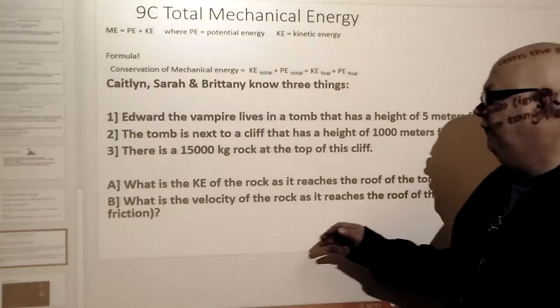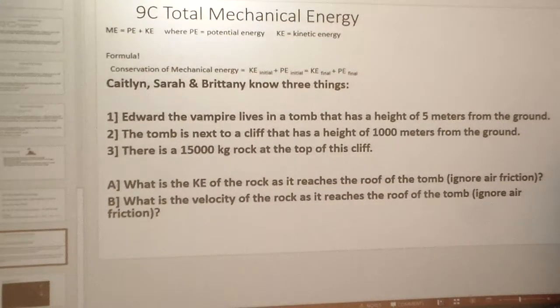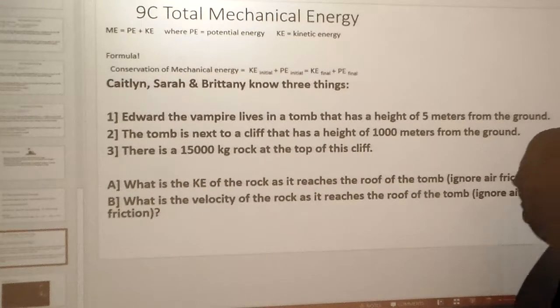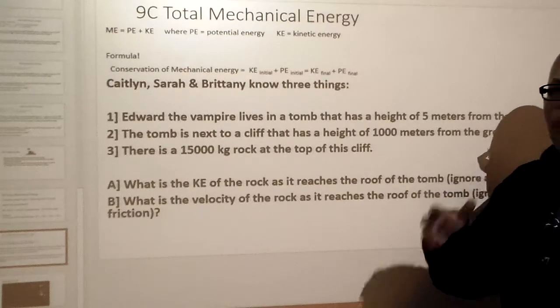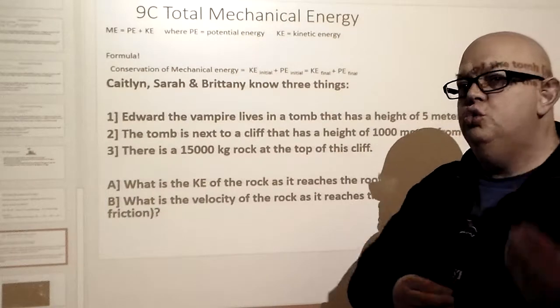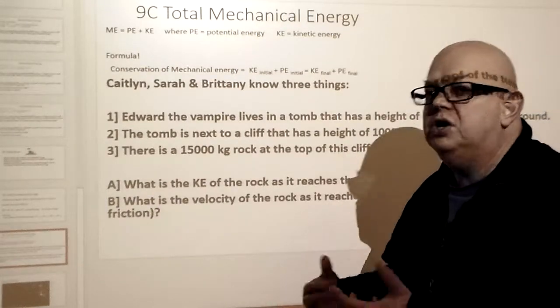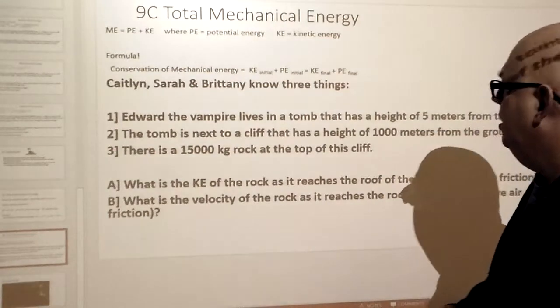Now, the first question is, what is the kinetic energy of the rock as it reaches the roof of the tomb? Ignore air friction. What is the velocity of the rock as it reaches the roof of the tomb? Again, ignore air friction, because that's where reality comes in and you're going to lose some of that energy overcoming that air friction. That's why we are saying ignore air friction.